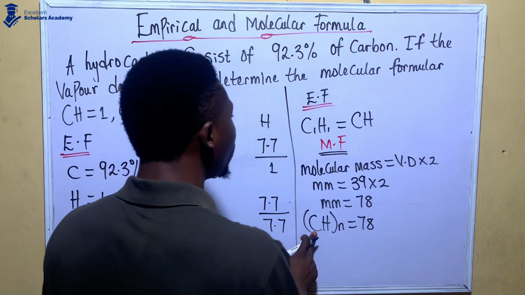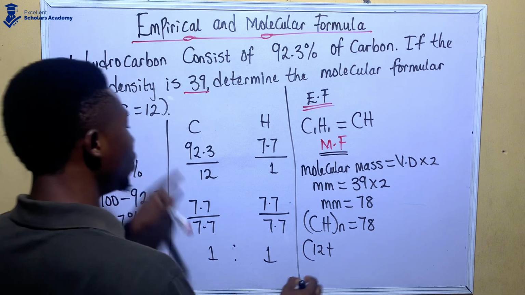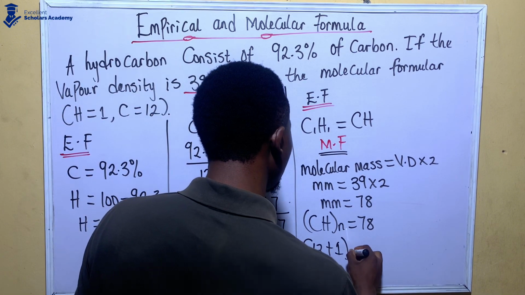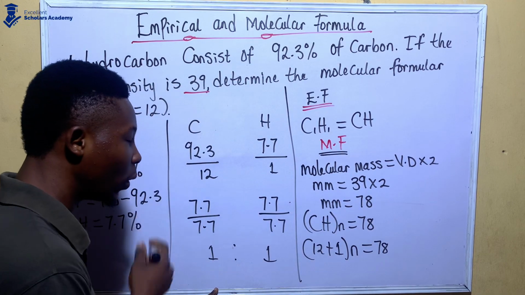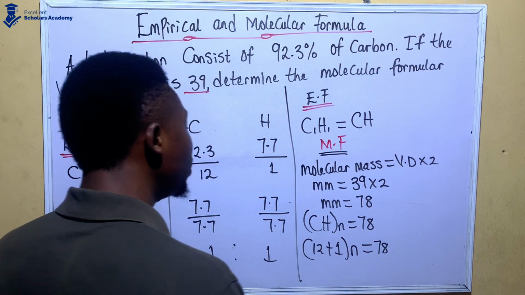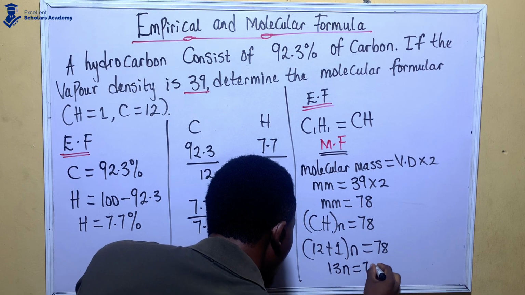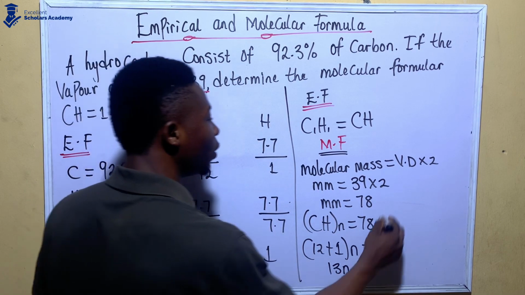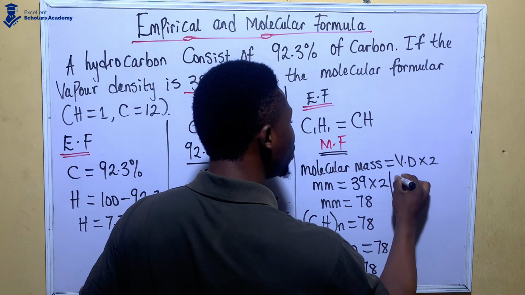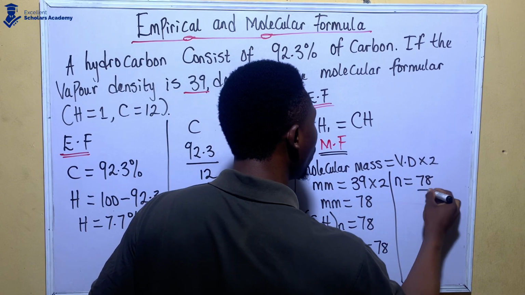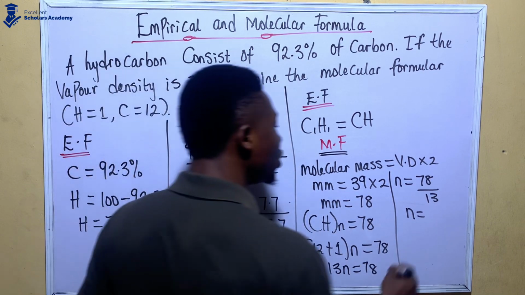Now, what's the mass of your carbon? 12. Plus the mass of hydrogen, 1. Times N is equal to 78. Now, 12 plus 1 gives us 13. 13 times N, that is 13N, is equal to 78. But we are looking for N, so we divide both sides by 13. You have N is equal to 78 over 13.